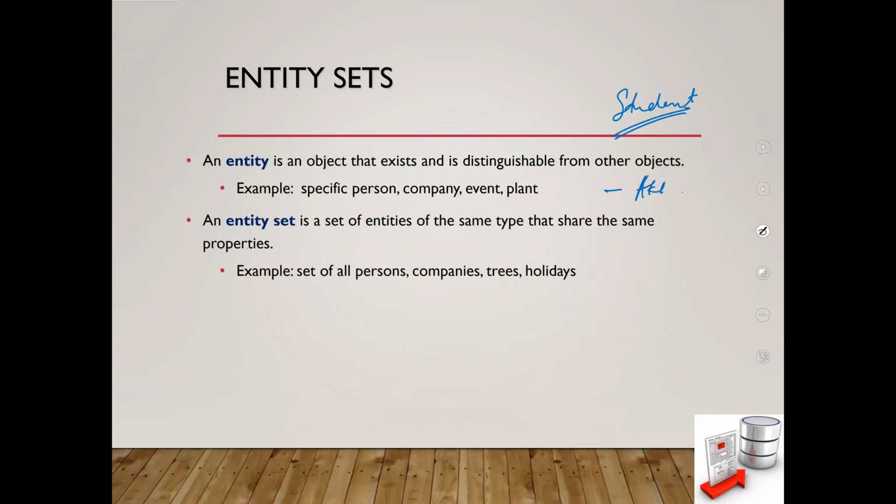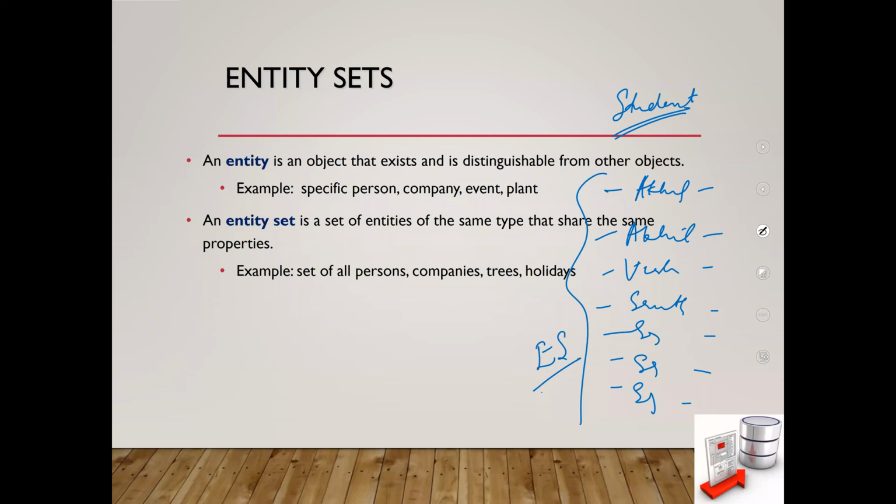I have both my Akhils. I have Vishnu and I have my 4 Shrutis. I'm talking about student, and all their details will be there. You very clearly know that all of them are entities, and together, all of them are under the entity set. Now, let me talk about 2 more entities called Anne and Vidya. Their details are completely different. They are different from student.